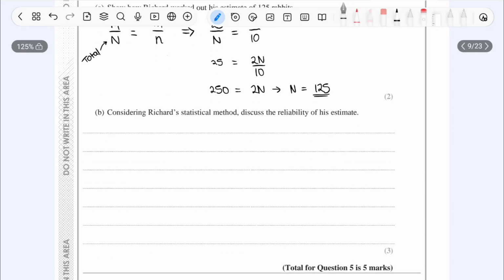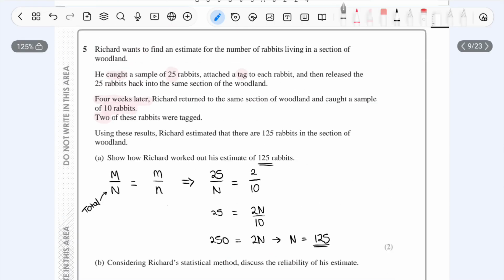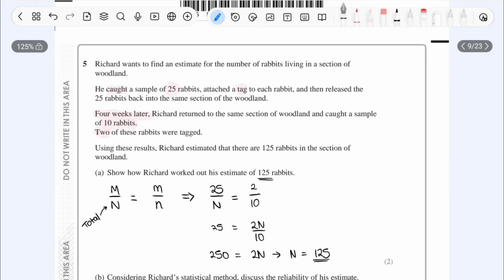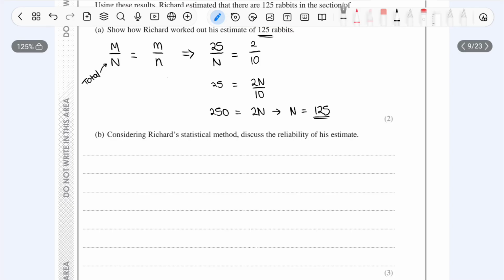By considering Rich's statistical method, discuss the reliability of his estimate. Well, let's actually take a look at what he's done. He's caught a sample of 25 rabbits with no mention of how he's done it, and 4 weeks later he returns. Now that's a key part there. And the tags, he uses tags, and this is a big one, and I highlight it in a video. This is just such a common pitfall of this method. The tags could fall off, and I'm going to use that.